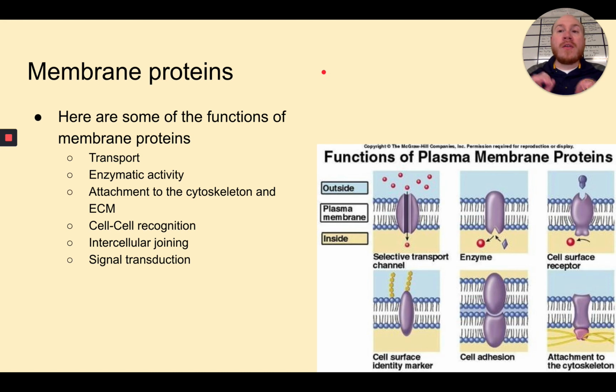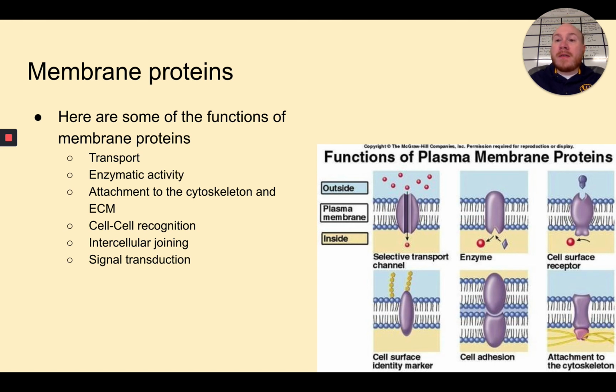There are a number of functions for membrane proteins in and of themselves, and these can all be incredibly important. So here are just some of the functions. There's transport, moving things in and out of the cell. There's enzymatic activity. If you need to control a chemical reaction either inside or outside of the cell, you might find enzymes embedded into the actual cell itself.